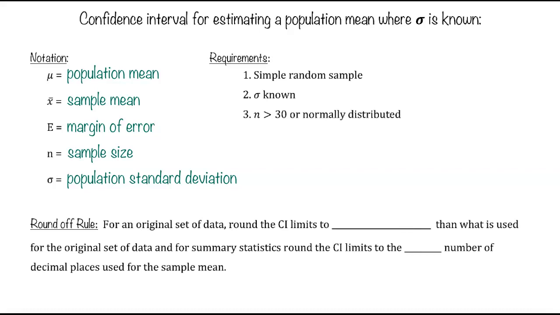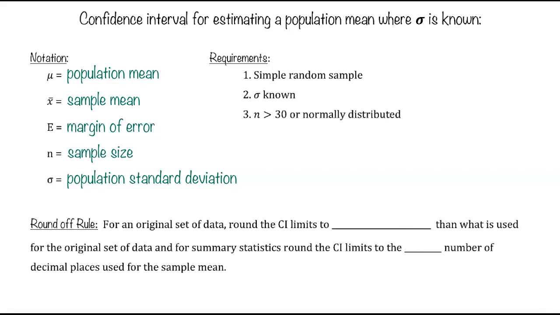We do have 3 requirements when constructing this type of confidence interval. It must be that the sample is a simple random sample, the standard deviation for the population is a known value, and the data needs to either be normally distributed or the sample size needs to be greater than 30.